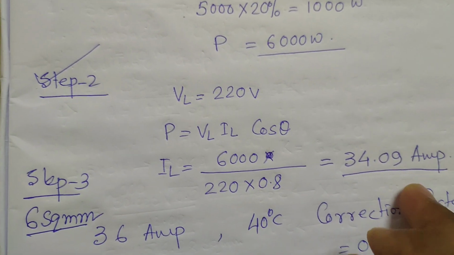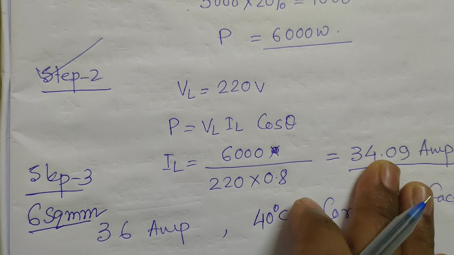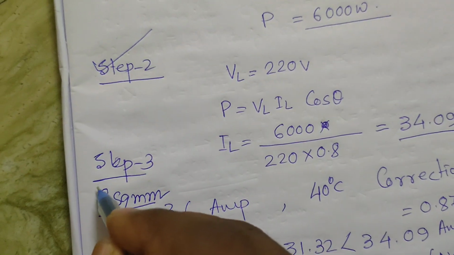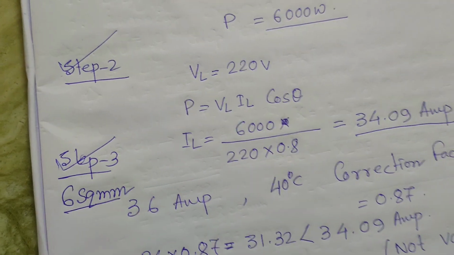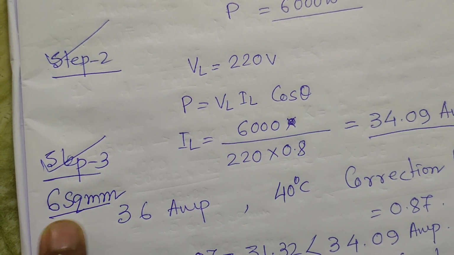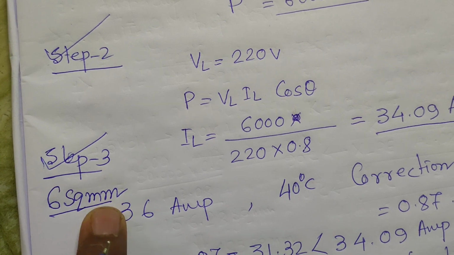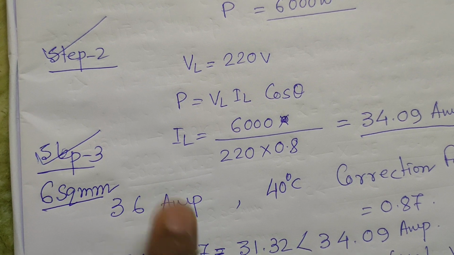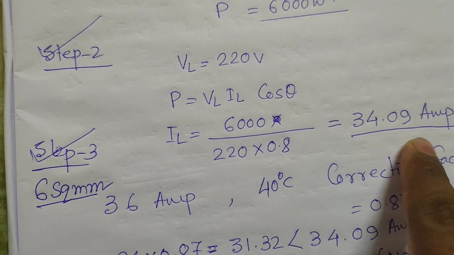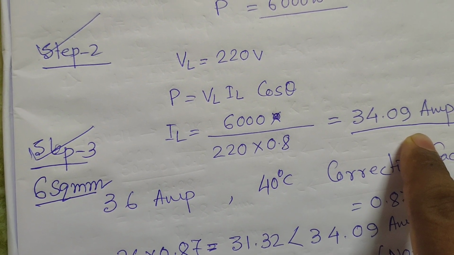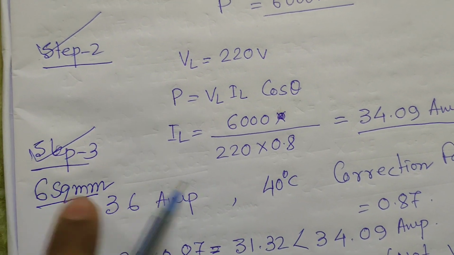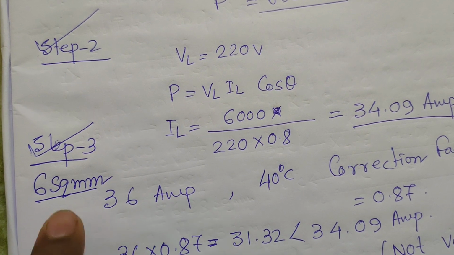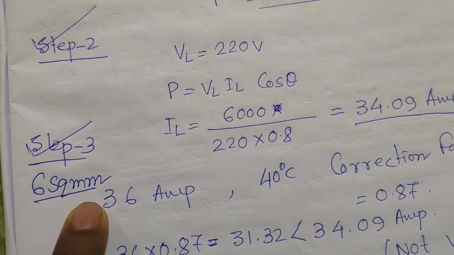This is step 3: we get the current that this amount of full load current can flow through the cable, for selecting the right square mm size of the cable. From the manufacturer's guideline, we follow step 3. A 6 square mm cable is used for 36 amperes of current. Here we get 34.09 ampere, and we consider 36 from the manufacturer's catalog. So 36 ampere of current can flow through the 6 square mm cable.